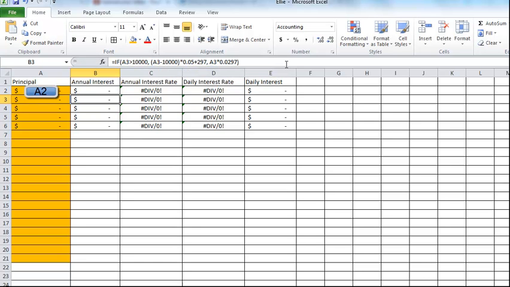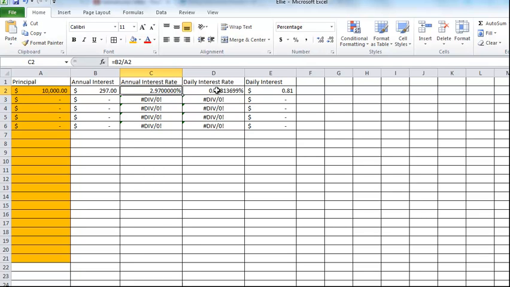Let me show you how that works. So if I put in here $10,000, the annual interest is $297, annual interest rate 2.97%. This column here, the annual interest rate, the formula I use for that, you take B2 and divide it by A2, the annual interest divided by the principal.